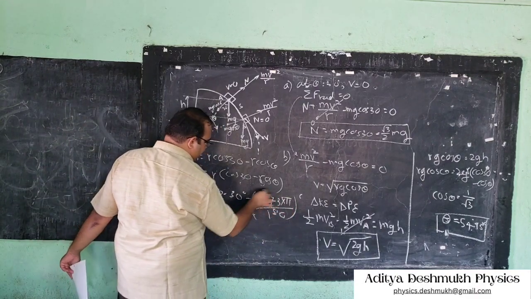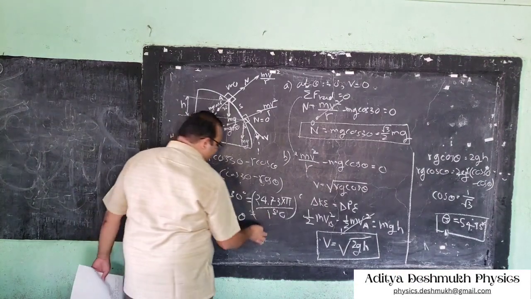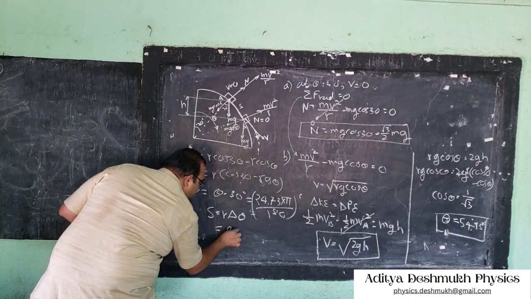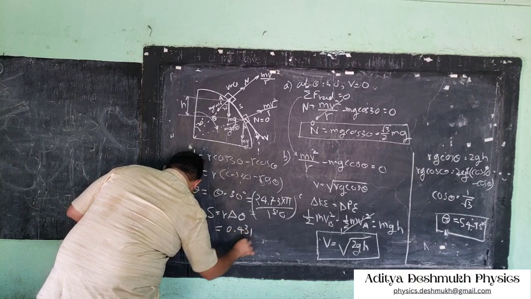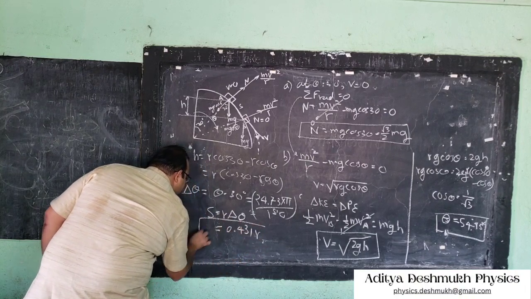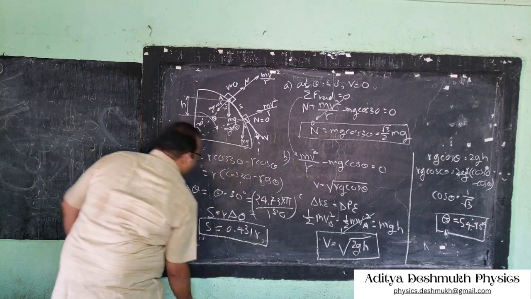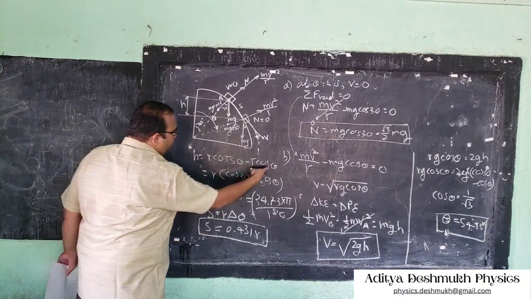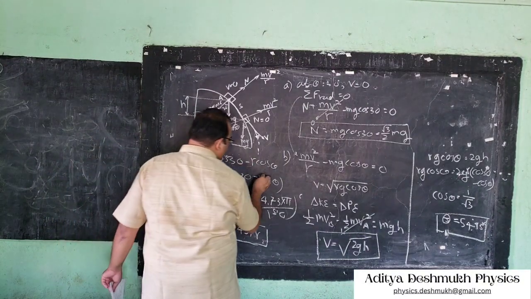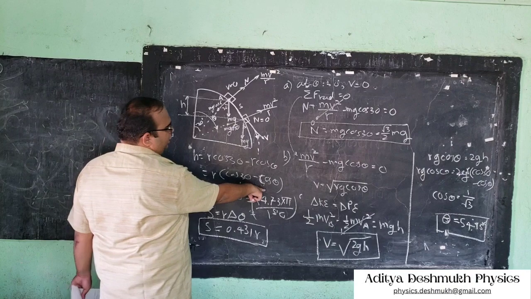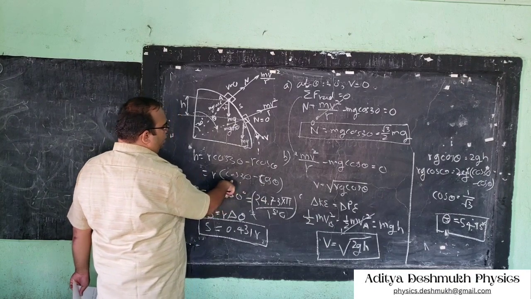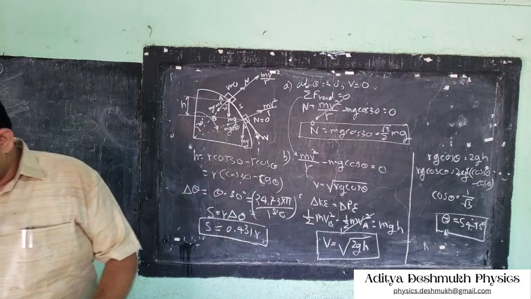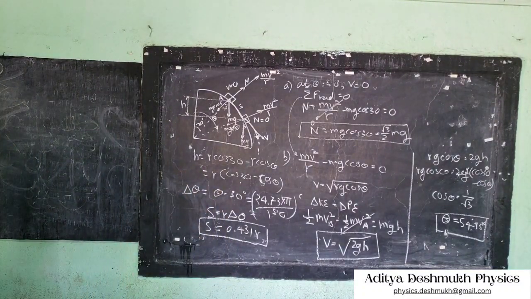So if I find this value in radian and multiply it by r, the distance traveled will be 0.431 r. So this will be my distance traveled. And if you have been asked to calculate h, just put cos theta as 1 by root 3 here, cos 30 here, root 3 by 2, and you will get the value of h.